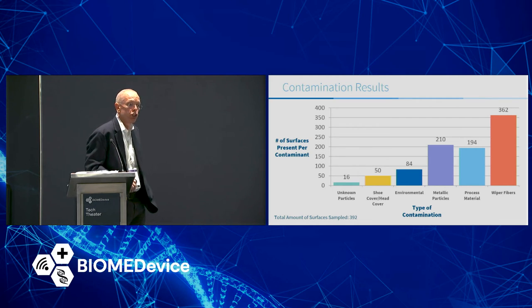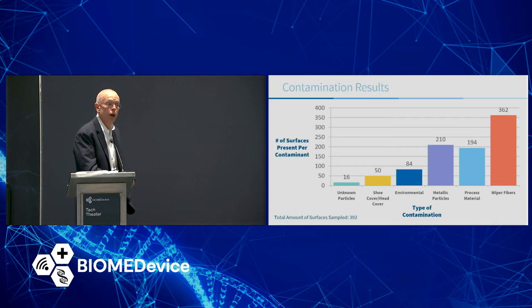But when you think about how wipers are used and the amount of friction and the proximity to the part, it makes more sense. Obviously, process materials and metallic particles kind of go hand in hand. Again, a lot of that is from the cutting, the grinding. Especially if you have a braiding operation or a winding operation, you need to pay careful attention to those. Environmental contamination is relatively low down on the totem pole, and that can be mostly improved by improving mopping. There's a lot of low hanging fruit in how the clean room is maintained.